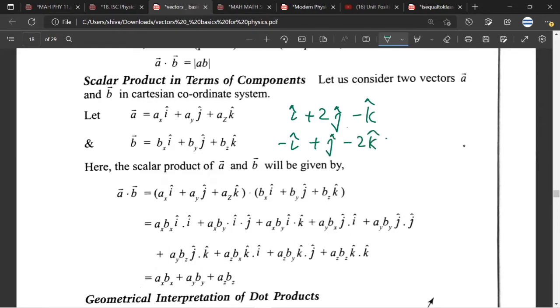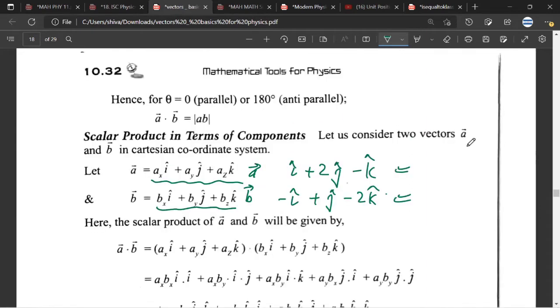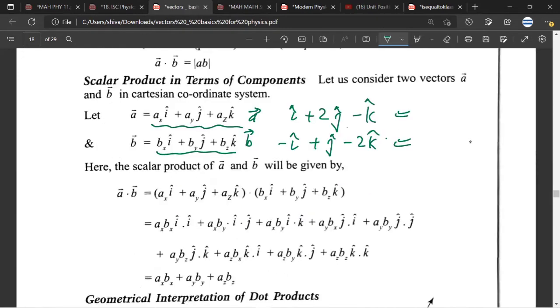Now compare this with this, and compare this with this. Have you understood what I've said? Yes. Okay. Now, basically, my question is how do I find A dot B? How do I find A dot B? So, basically, my question is how do I find (i + 2j - k) dot (-i + j - 2k)? So, have you understood what I've said?